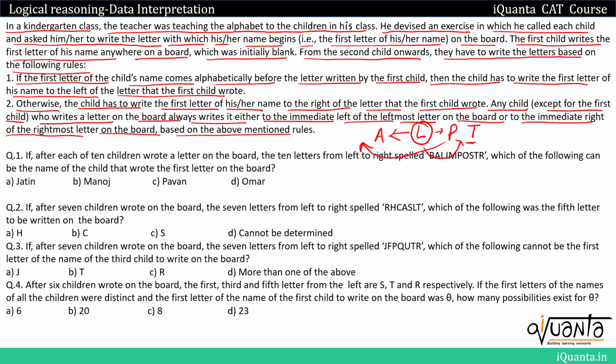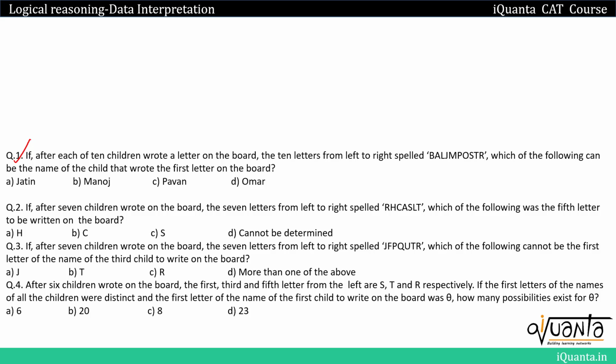Then if a child comes and his letter is O, then he'll be writing it over here because O is coming after L. So basically we have to compare everything with this first letter that was written. So I hope the rules are clear. If a child comes and his letter is alphabetically before L, let us say B, then he'll be writing it to the leftmost end. So that is what the second point is saying. So let us try to solve the questions.